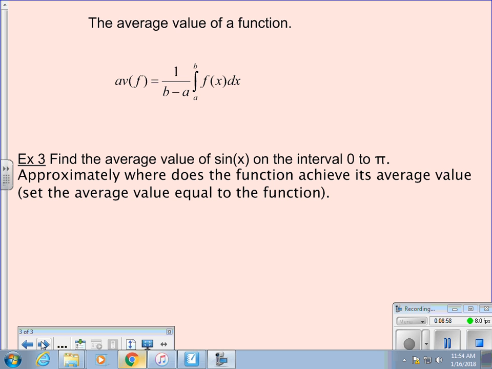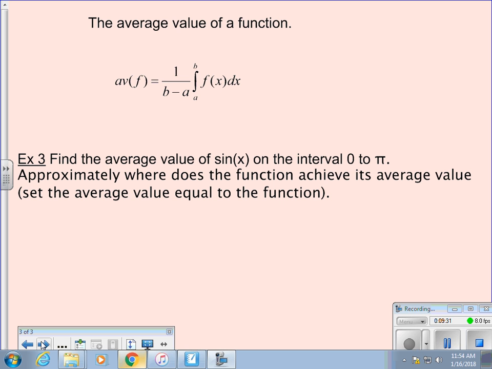The average value of a function over an interval. What is the average value of f of x over an interval? You take the integral times 1 over the upper bound minus the lower bound. This gives you the average value of f of x. I want to know what the average of f is. It's not the integral of f of x that is my final answer. My final answer is actually the average value of that function.